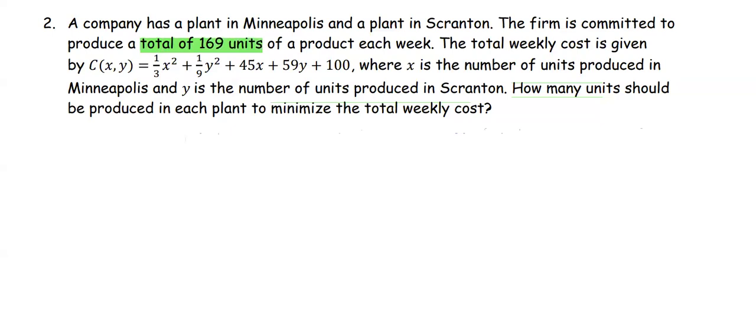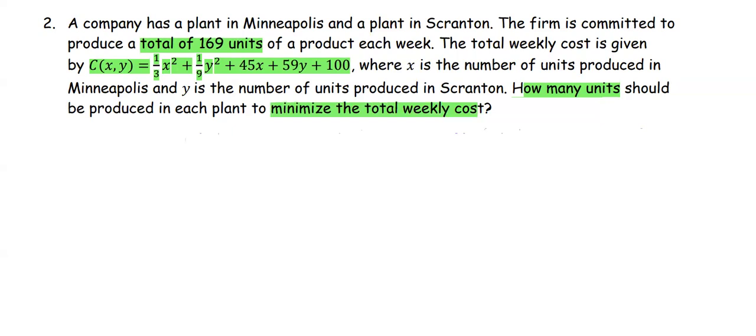The total weekly cost is given by C(x,y) equals 1/3 x squared plus 1/9 y squared plus 45x plus 59y plus 100, where x is the number of units produced in Minneapolis and y is the number of units produced in Scranton. How many units should be produced in each plant to minimize the total weekly cost?